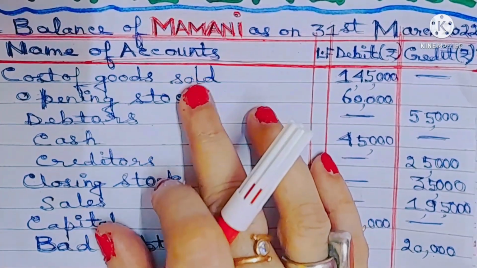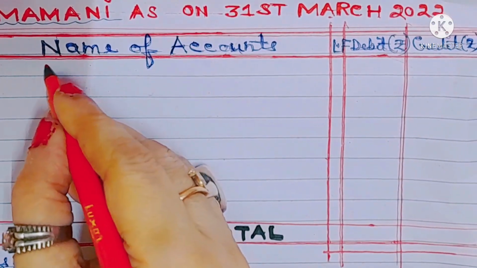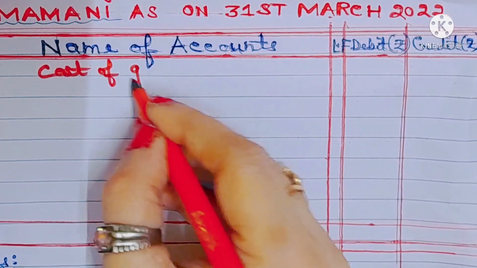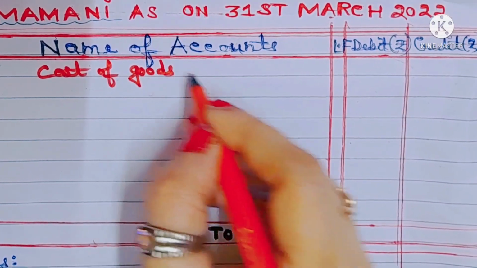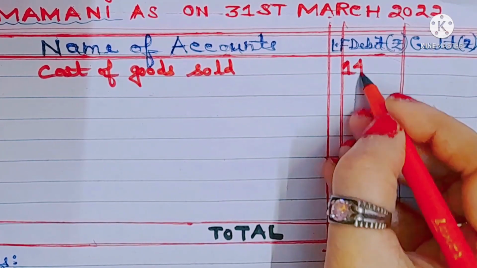So let's write cost of goods sold, 1,45,000.